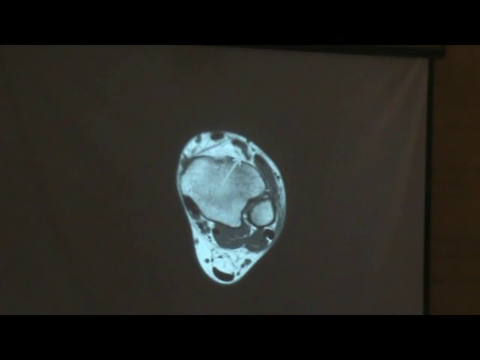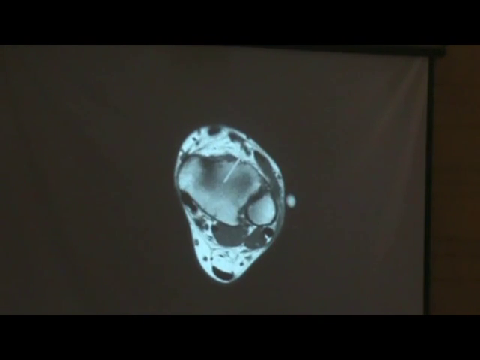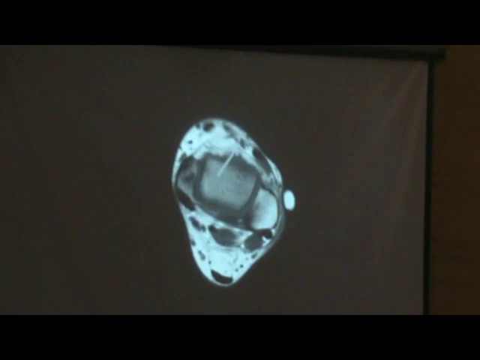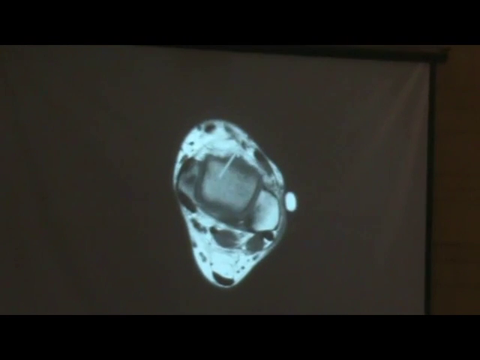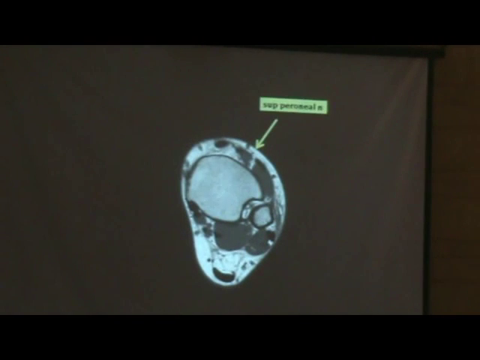So again, here we follow the course of the deep peroneal nerve with the anterior tibial vessels. It's not difficult. We can see it easily on axial images. And here, just to show you, a very small dot representing the superficial peroneal nerve. This is very difficult. It's very tough. And sometimes it's difficult to be sure that we're talking about the superficial peroneal nerve.